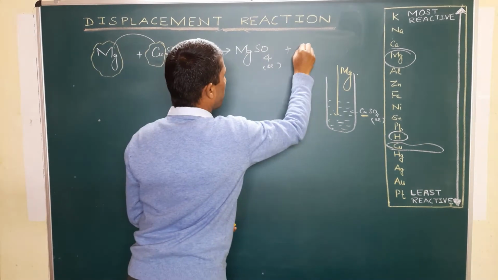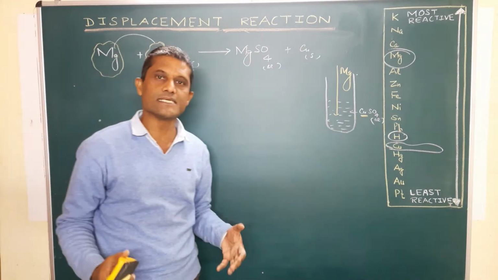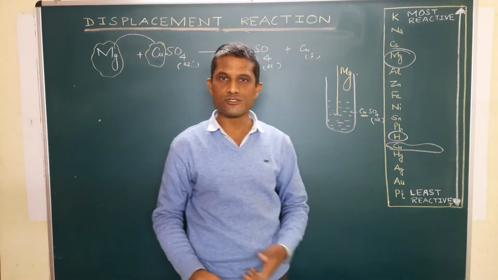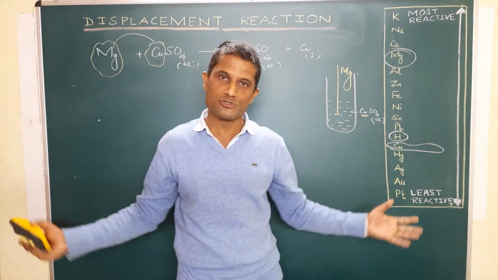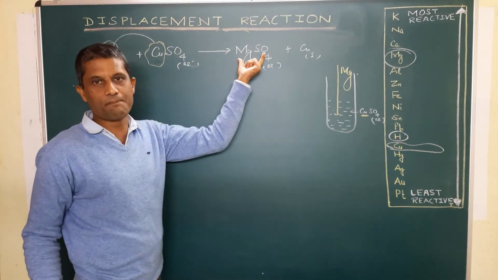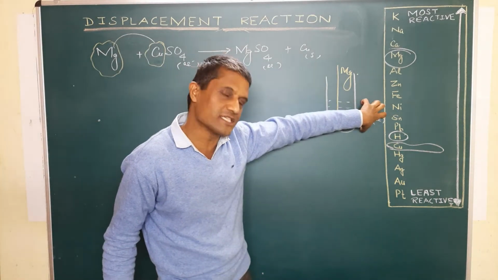and copper. During this chemical reaction you will see a perceptible change in color. The blue color of copper sulfate is going to fade away, going to disappear, due to the formation of magnesium sulfate having white color. So this disappearance of color would be noticed here.